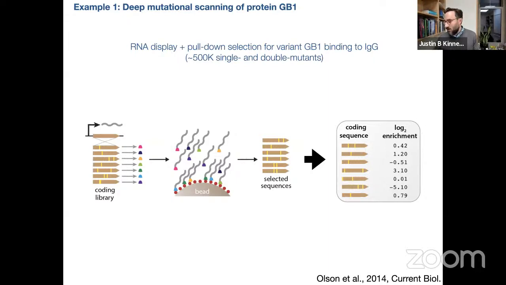Okay, so now I'm going to quickly go over three applications of Maven. The first is application to this famous deep mutational scanning experiment of protein GB1 performed by Olson et al. and Ren Sun's lab back in 2014. This is one of the best quality deep mutational scanning datasets out there. They used in vitro transcription, translation, and mRNA pull down in RNA display, and then affinity pull down to assign log enrichment values to a little over 500,000 coding variants of the protein GB1.